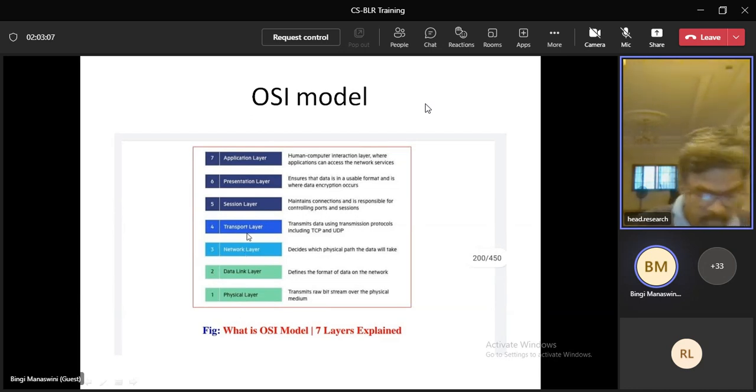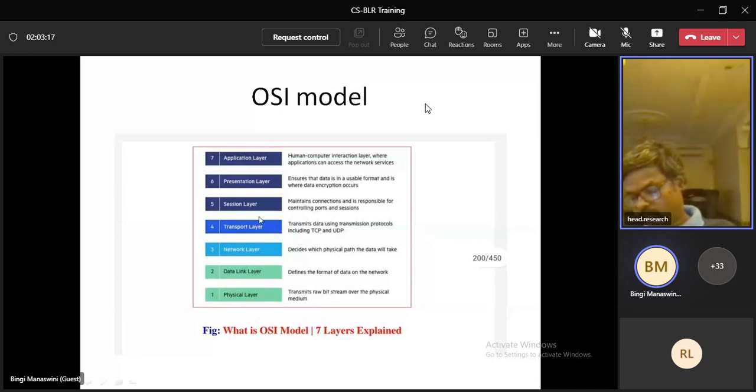And then into the transport layer, it transmits data using transmission protocols including TCP and UDP. And then the session layer maintains connections and is responsible for controlling ports and sessions. And then the presentation layer ensures that data is in a usable format and is where data encryption occurs.